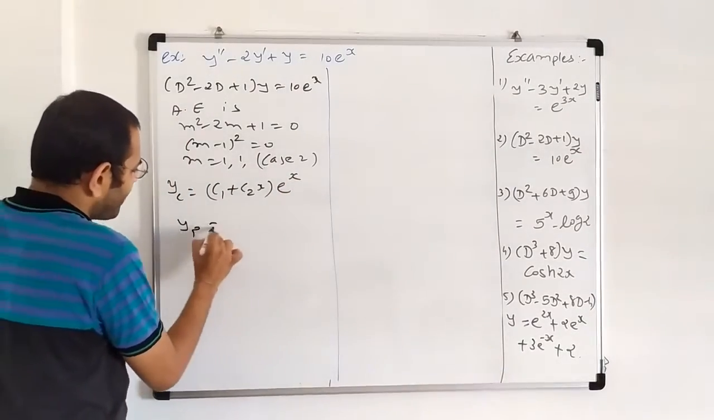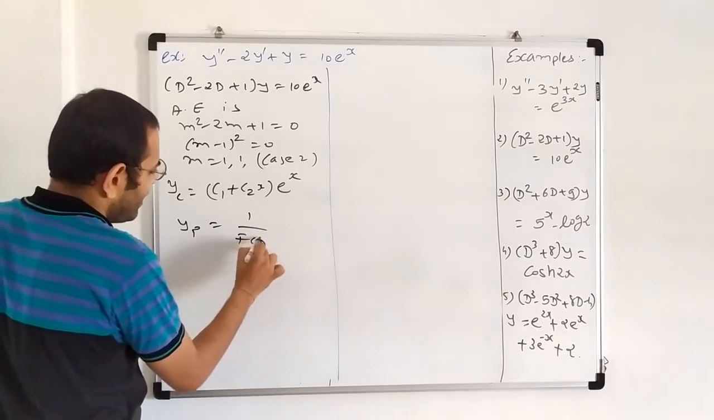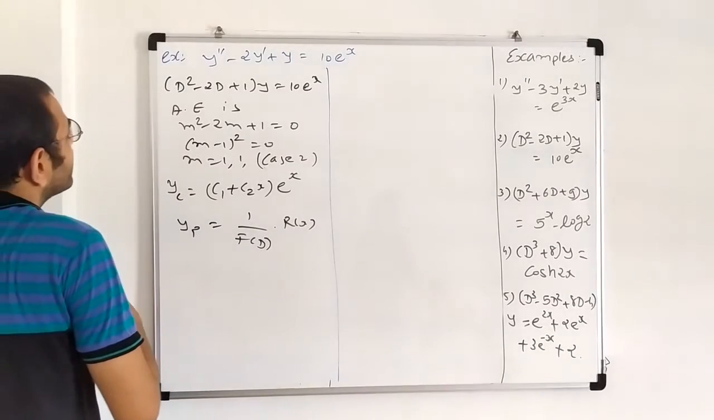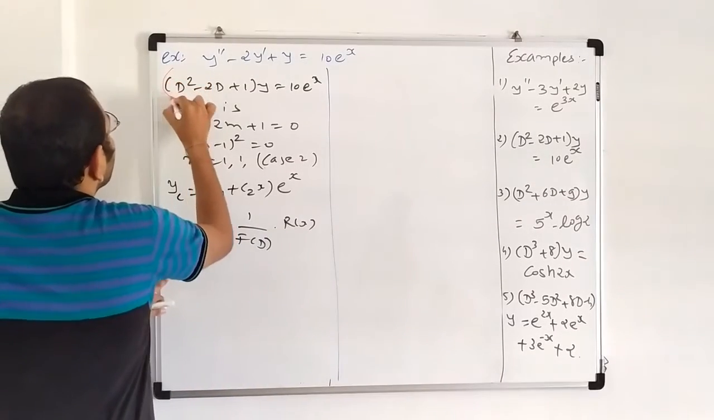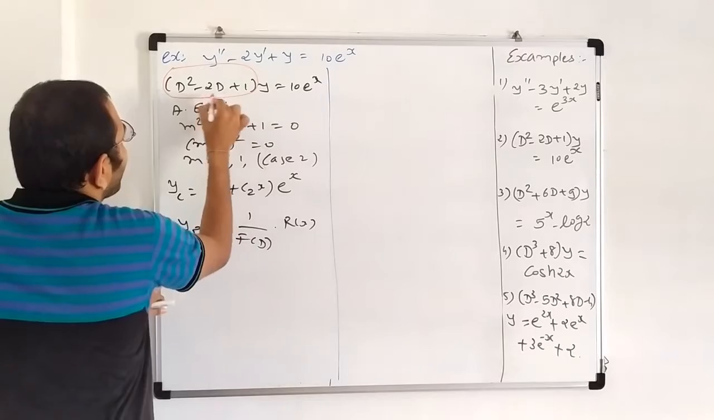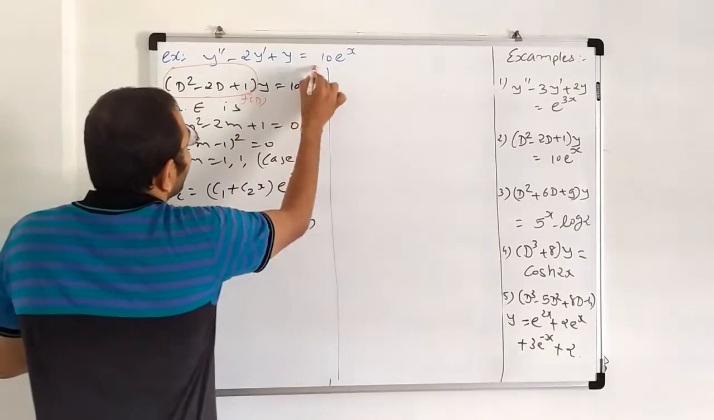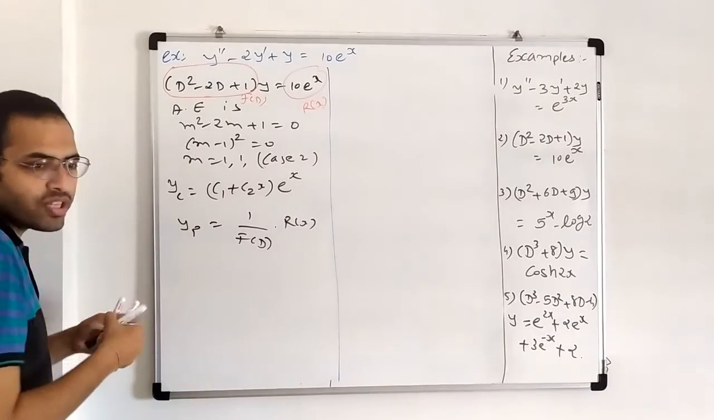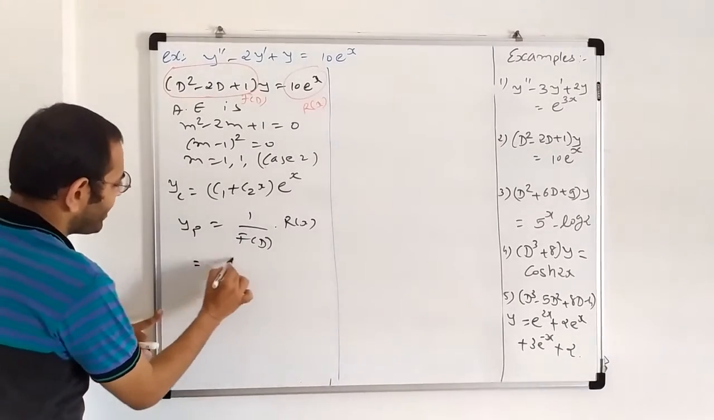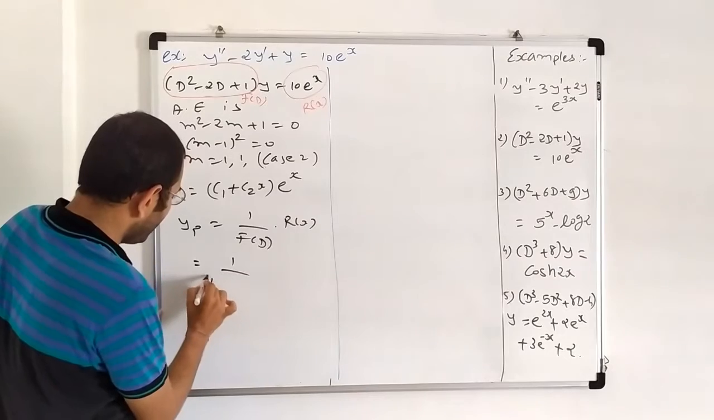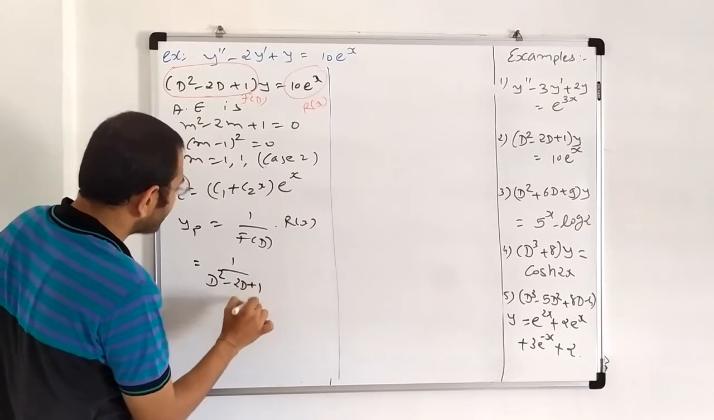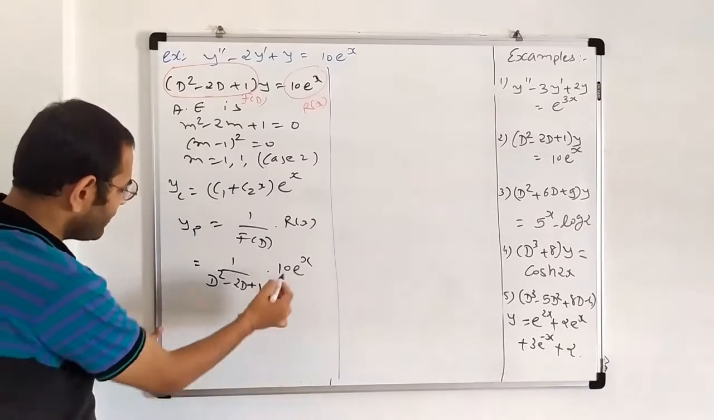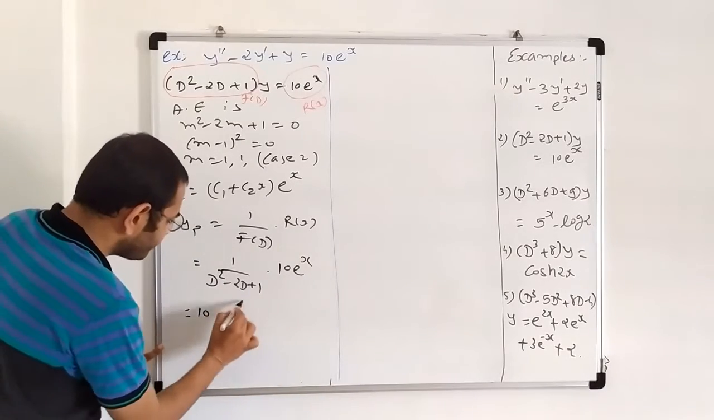Then the formula is yp equal to 1 upon f of D into r of x. This portion is indicated by f of D and this is indicated by r of x. Substitute the values of f of D and r of x. Then 1 upon f of D, that is D square minus 2D plus 1, into r of x, 10 e raised to x. Then 10 is a constant.